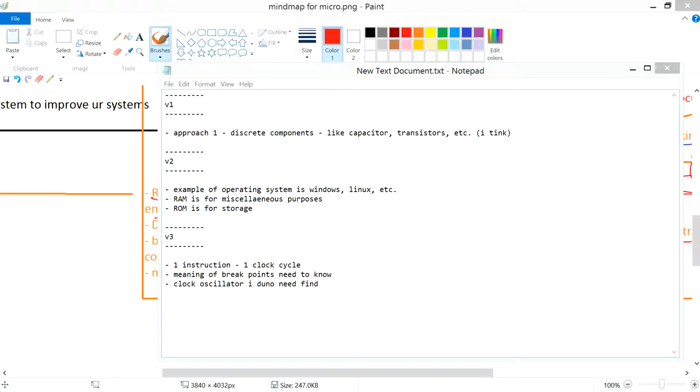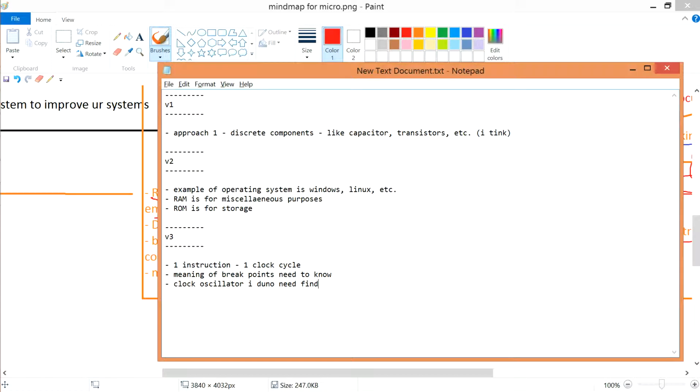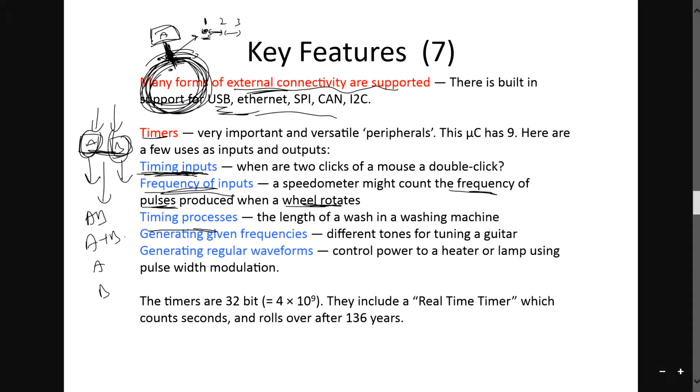So how many times or how fast it's going, that is the meaning. Timing processes means that if I have a process A doing certain things, how long does this process A take? For example, if I wash something in the washing machine, how long does the washing machine wash the clothes? 15 minutes, 60 minutes, yeah?